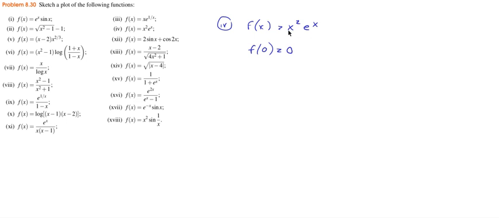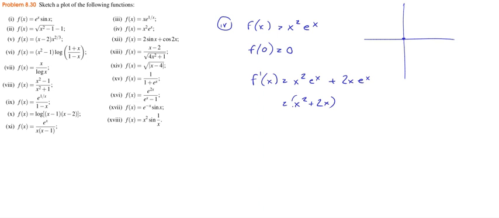So this function is going to be always positive except at 0, where it is 0, right? So let me write it here. At 0 we have this. And then let's see, the derivative is going to be x squared e to the x plus 2x e to the x. So x squared plus 2x times e to the x. So in other words, x times x plus 2 times e to the x.